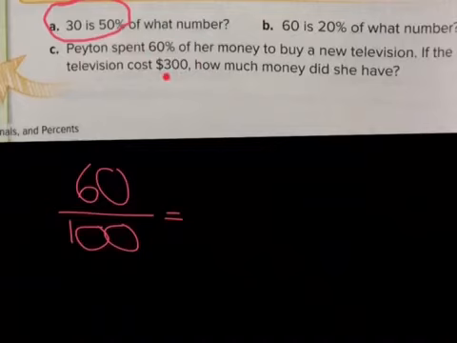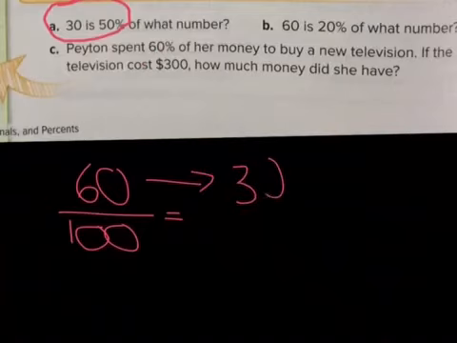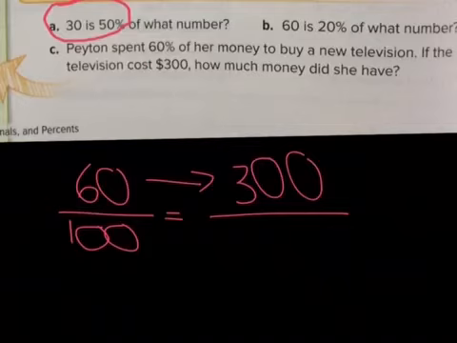So the television costs $300, and that's 60%, right? Because she said Peyton spent 60% of her money to buy a new television. So 60% of her money was $300. You see that? 60% is $300. There we go. Okay? We know that 60%, boys and girls, when we're working with 20s, is 3/5. Is it not? It's 3/5.